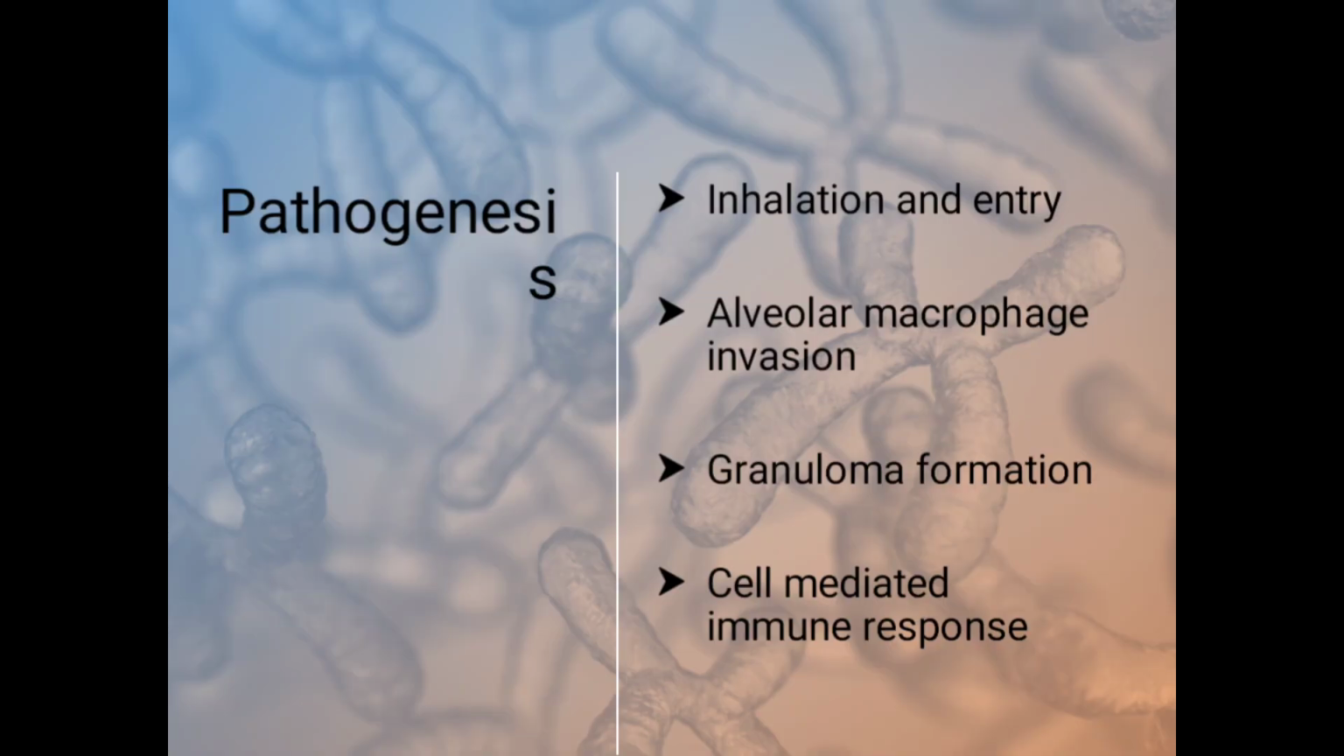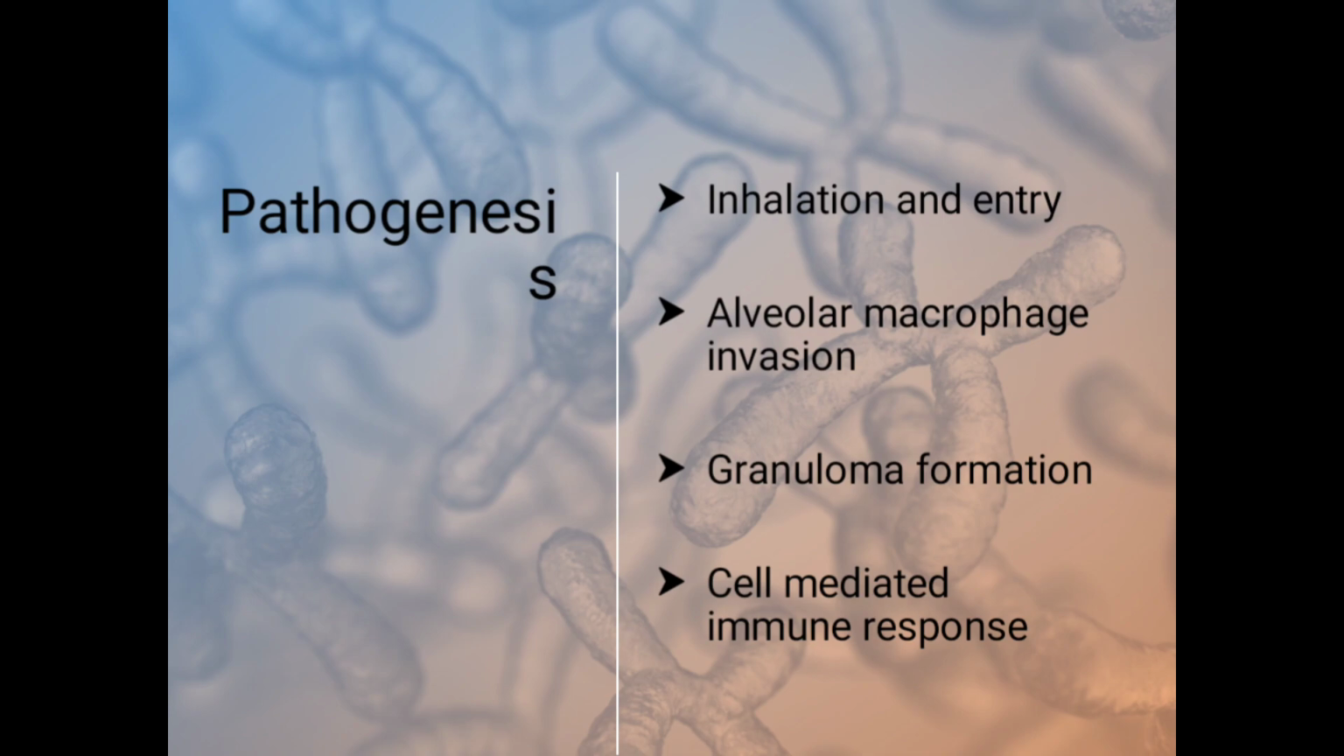Next, we will discuss the pathogenesis of Mycobacterium kansasii. The pathogenesis of Mycobacterium kansasii involves several key steps. Inhalation and entry is the first one, which means infection typically begins with the inhalation of aerosolized Mycobacterium kansasii from the environmental sources such as soil or water. This bacterium enters the respiratory system.